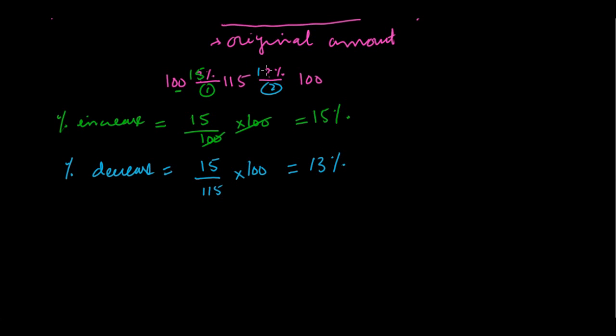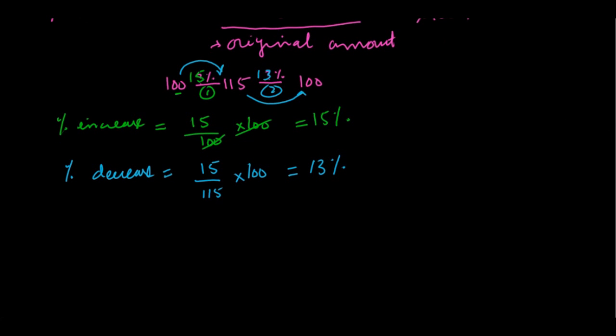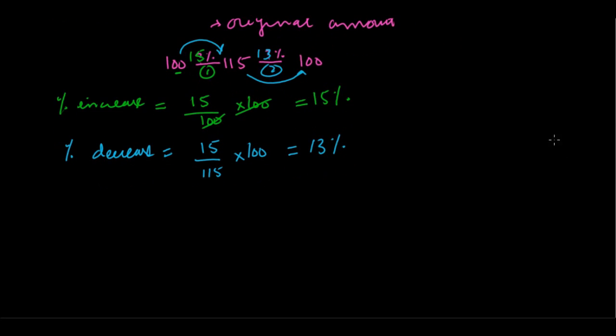So 13% here. So here's the interesting fact. Going up, a 15 rupee increase gives you a 15% increase, but a similar decrease, so again the decrease is just 15, gives you a different percent decrease. So be careful about that, because you're always dividing by the original amount, so your percent increase and decrease can actually be different.